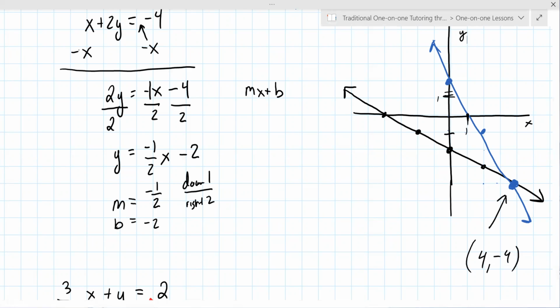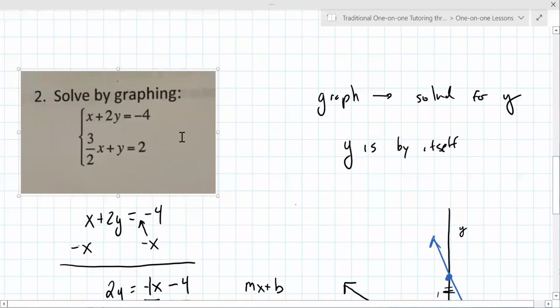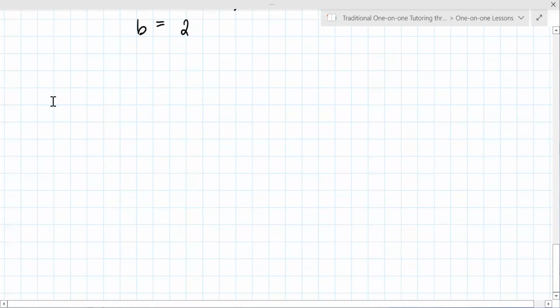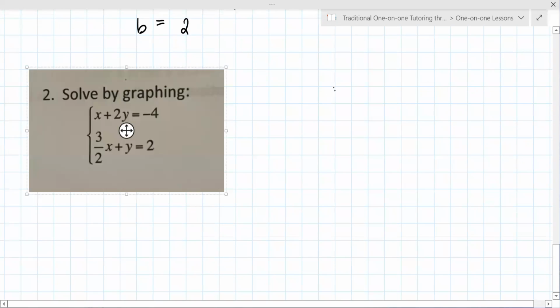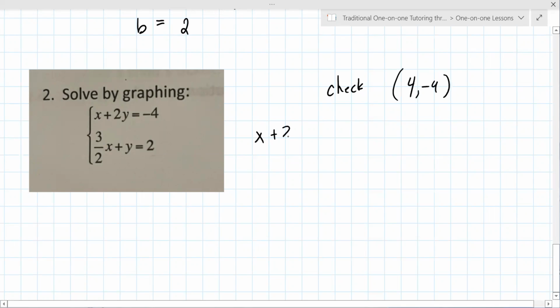Okay, now let's go back and let's check your answer. We haven't done this yet. Do you know how to check if 4, -4 works? Would you plug it into x and y in both equations? Yes, you check it in both equations. So x plus 2y equals -4. So that's 4 plus 2 times -4 equals -4.